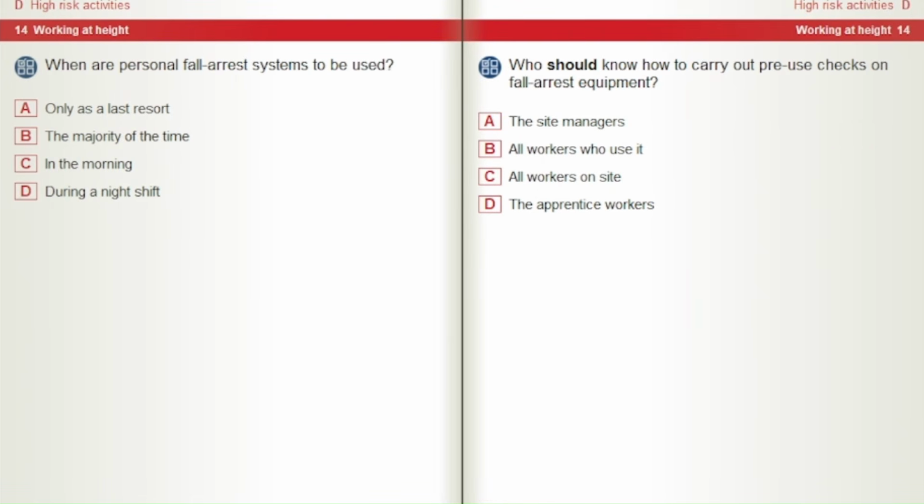When are personal fall arrest systems to be used? Only as a last resort. The majority of the time. In the morning. During a night shift.